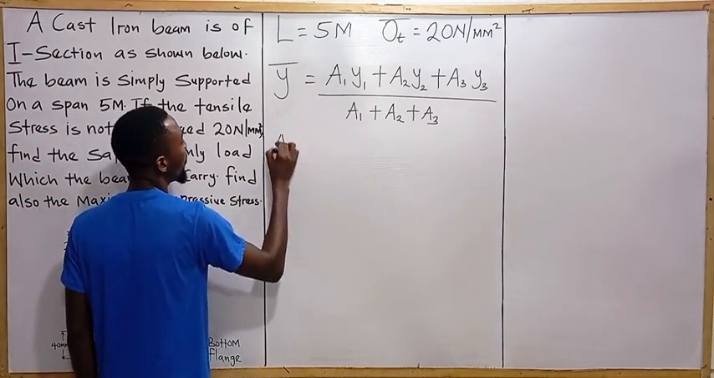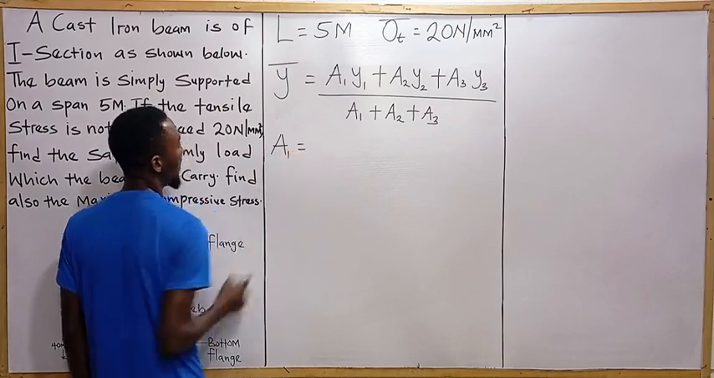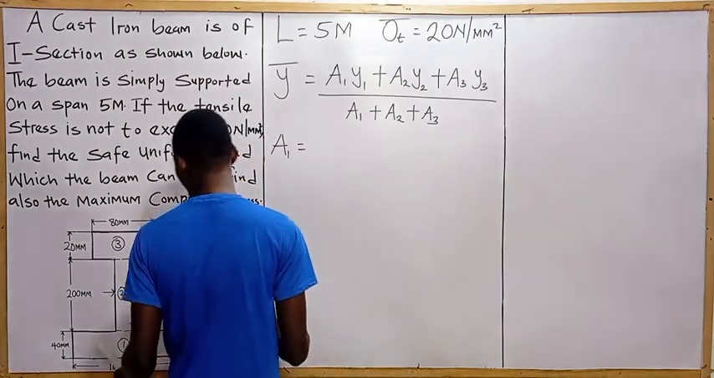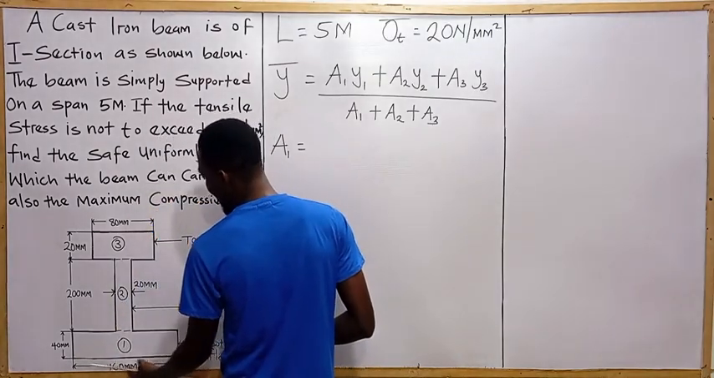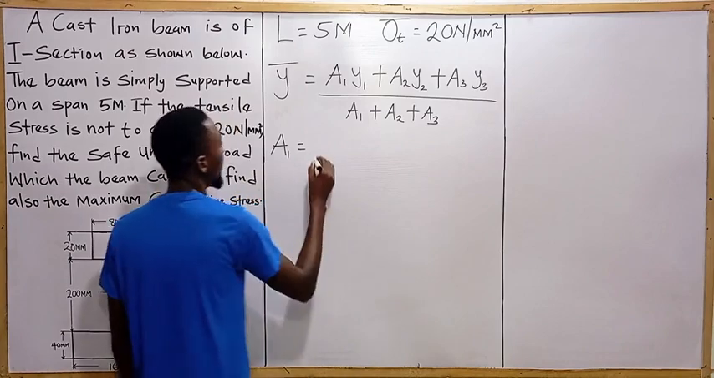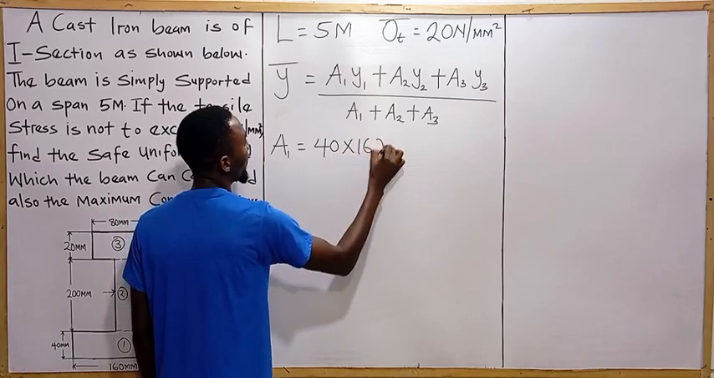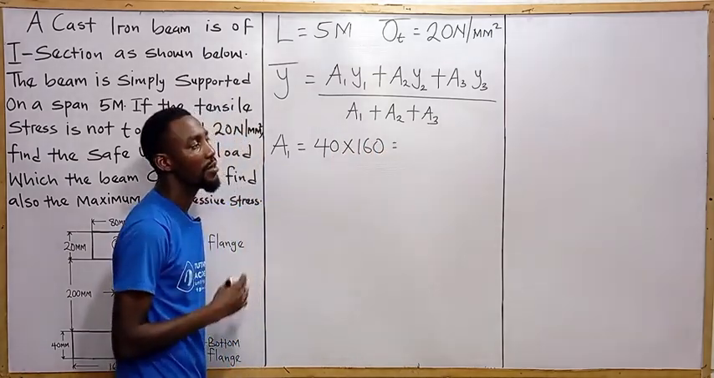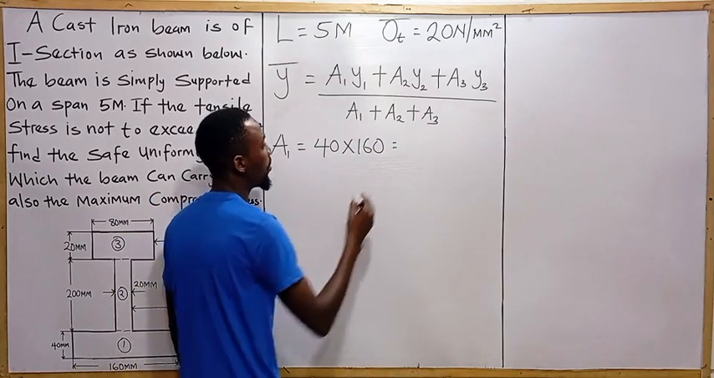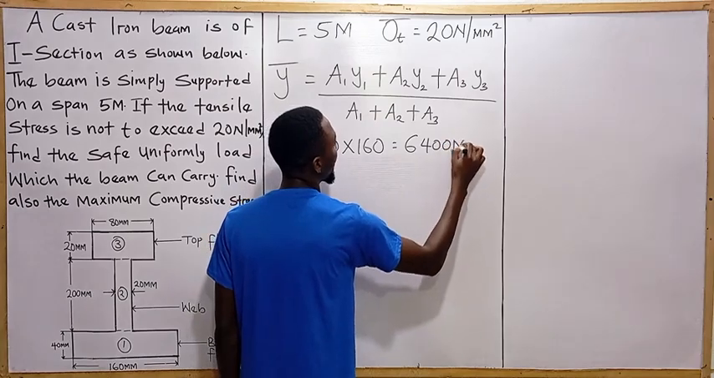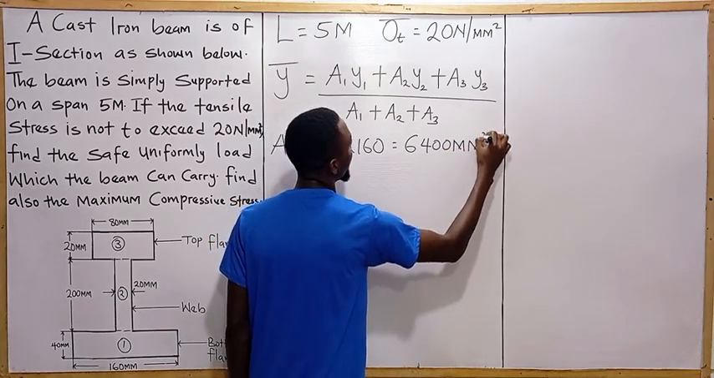So our a1, which is the area of the first rectangle, you know the formula for a rectangle is length times breadth. So we have 160 and then we have 40. So here we are going to have 40 multiplied by 160. So 40 multiplied by 160 is nothing but 6,400. So it's going to be 6,400 mm squared.